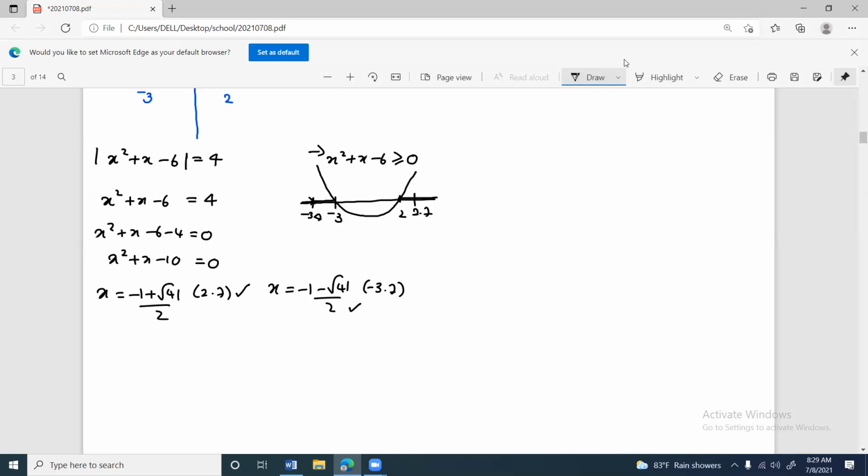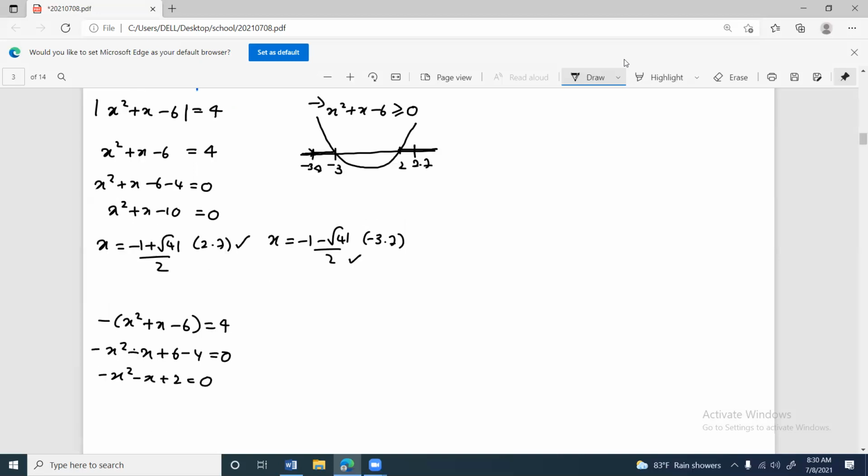Instead of this modulus over here, you can write with a minus in front. Plus x minus 6 is equal to 4. So you can say minus x squared minus x plus 6 minus 4 equals 0. Minus x squared minus x plus 2 is equal to 0. With that, you can obtain the solutions for this: minus 1 and 2. You get one solution, x equals 1. The other solution is x equals minus 2.